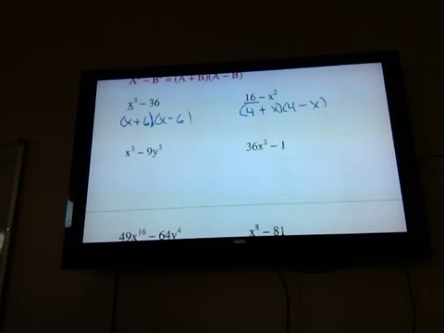X squared minus 9y squared is a difference of squares. X squared is x times x. 9y squared is 3y times 3y. One gets a plus, one gets a minus.